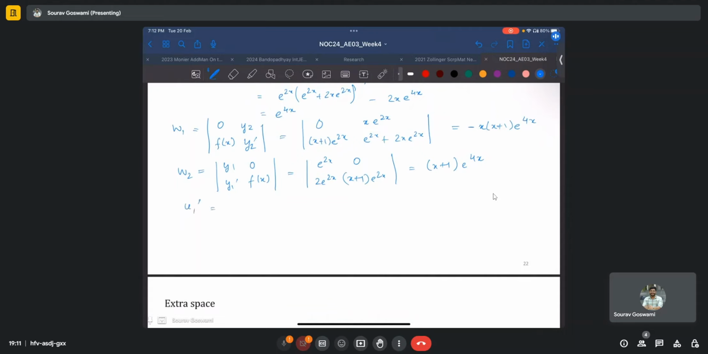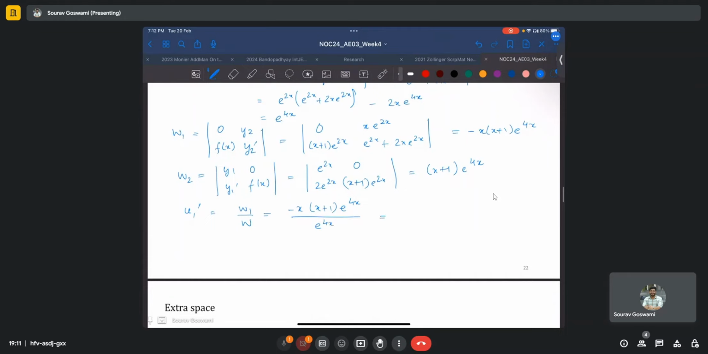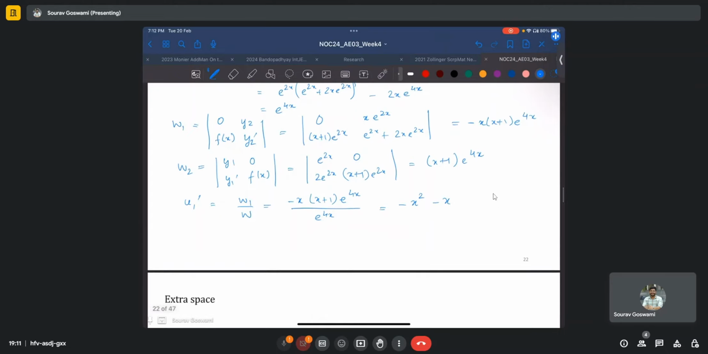Now u1 prime was w1 by w. W1 is minus (x plus 1) e power 4x by e power 4x, simply minus x square minus x, and u1 thus would be equal to the integral of u1 prime with respect to x. So minus x cube by 3 minus x square by 2, and remember we won't have any constants of integration here, that will anyway be taken care of in the final form of the solution.